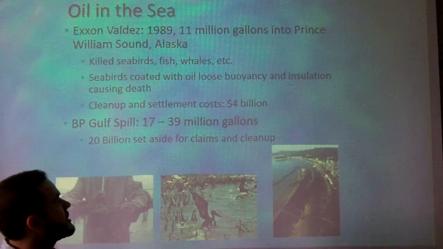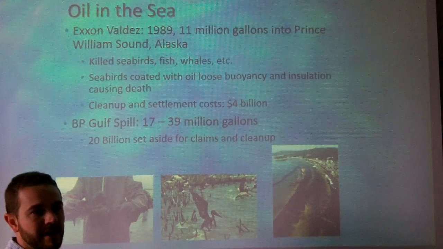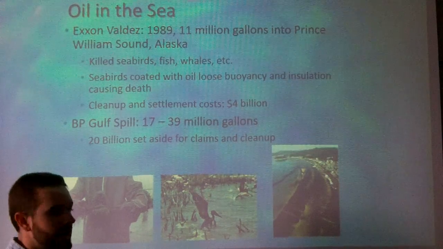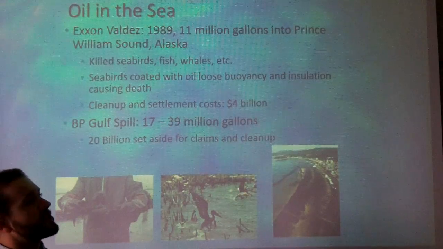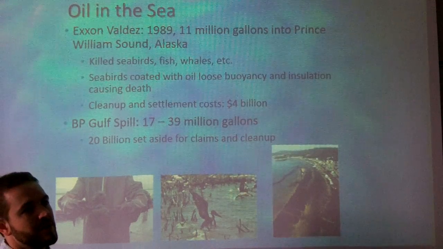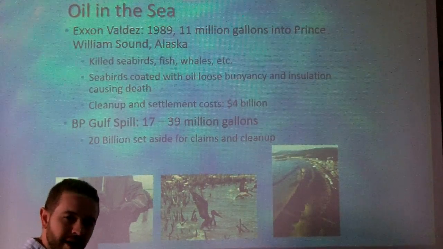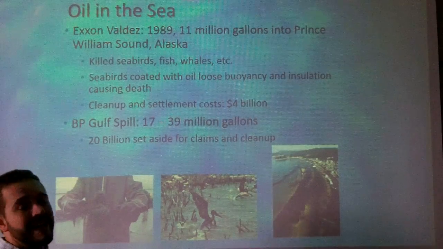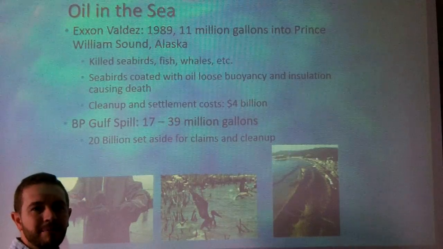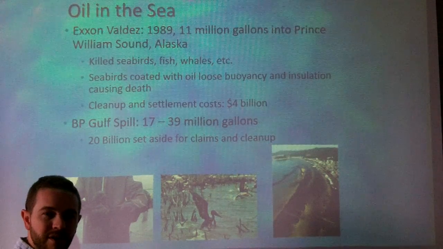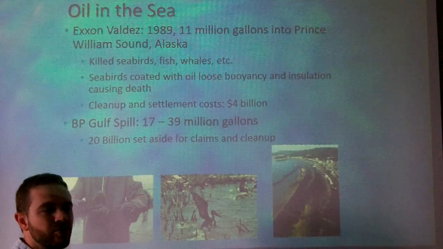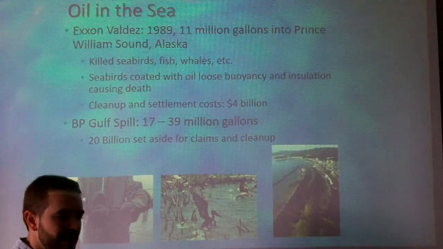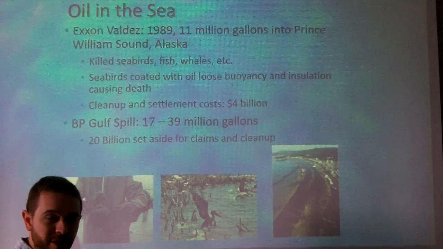Cleanup and settlement costs were $4 billion, paid for by the government because of the way the legislation worked then. Exxon is supposed to pay $5 billion in restitution to the people who lived in that area and fished it for a living. It's 1989, is now 2015, and they have not paid any money because they are a very large company, and they can drag things out and drag things out, so they have, right?